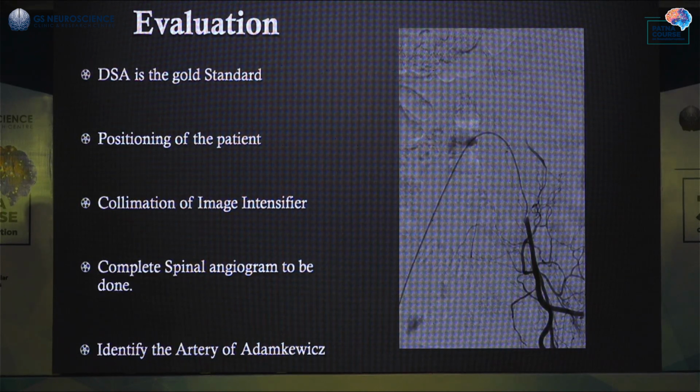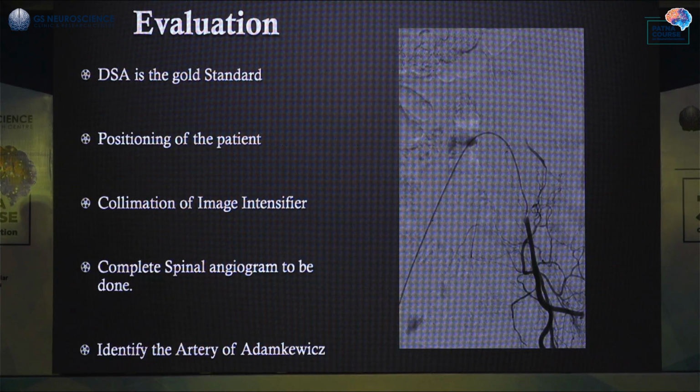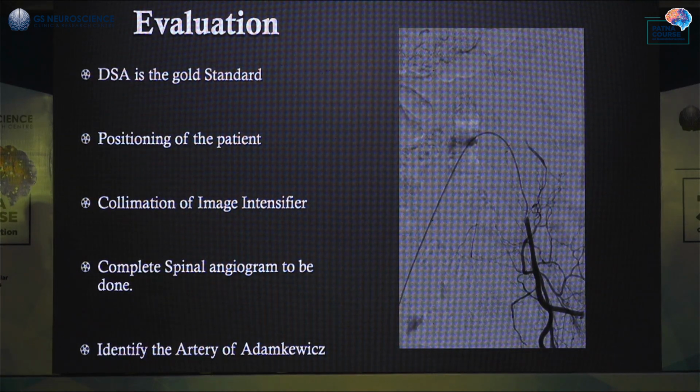Collimation of the intensifier. Most of the time I see spinal angiograms done at another center, they come to me with the CD. I see that they expose the whole area. You don't have to. The spinal cord is a very, very narrow space. You just need to expose only the vertebral bodies. Whatever runs over that, you don't need to see that at all.